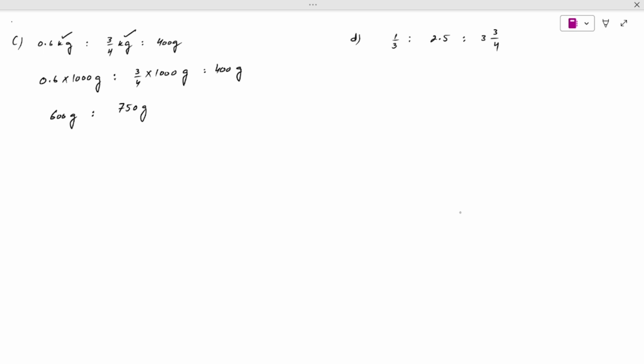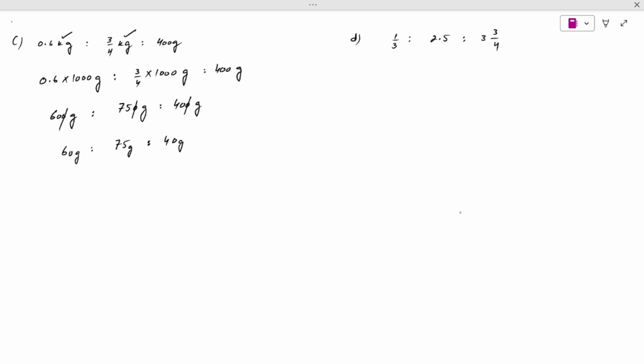750 grams ratio 400 grams. We can cancel one of the zeros, and we are left with 60 ratio 75 ratio 40. All the three ratios are in grams: 60 grams ratio 75 grams ratio 40 grams. All these are divisible by 5. So we need to divide them by 5.